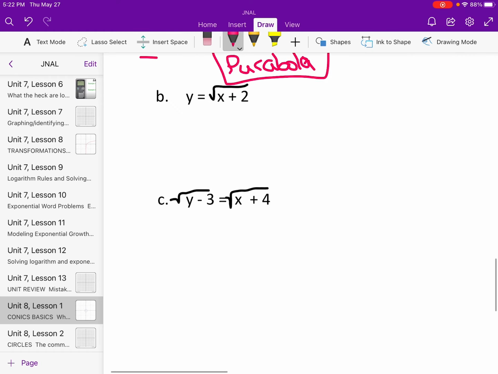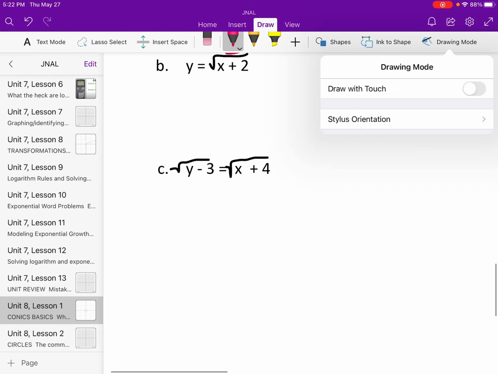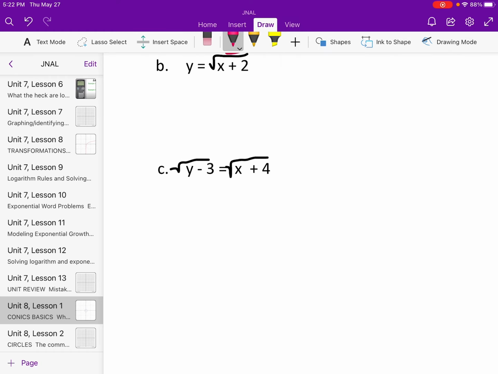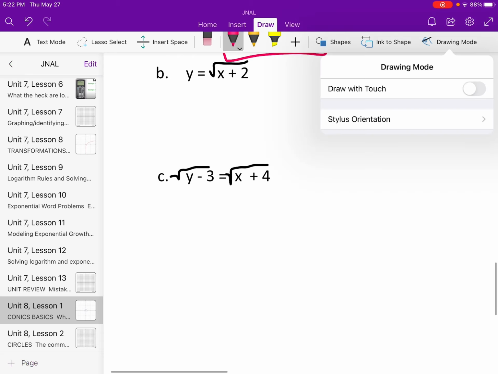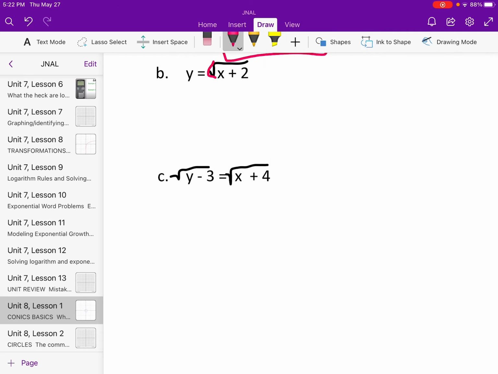Next one, B, we see that there is a square root, so we need to remove it by doing a squared. And once again, you can already tell for this one that it's going to be a parabola also, because that looks like your square root function, and that is a parabola. So let's square both sides.